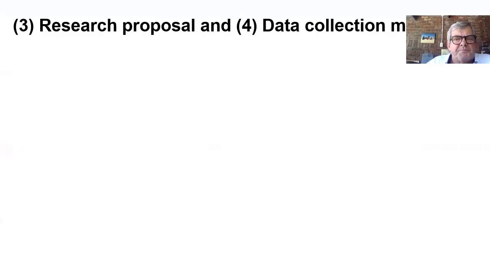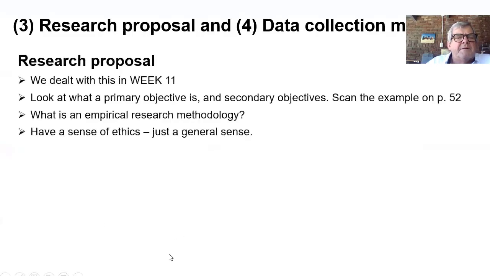We then come to research proposal and data collection methods. And the proposal was, as I've said a number of times now, what we dealt with in week 11. Get the sense of what a primary objective is and a secondary objective, where your primary objective is what you want to say, and the secondary objectives are those that feed into that. There's an interesting example on page 52 to which you might just want to refer. Understanding also empirical research methodology. Just get an idea of what that entails, the empirical bit of that concept, and then just quick read, get a sense of ethics about protecting the people that are the focus of your research, their anonymity, and so on and so forth.